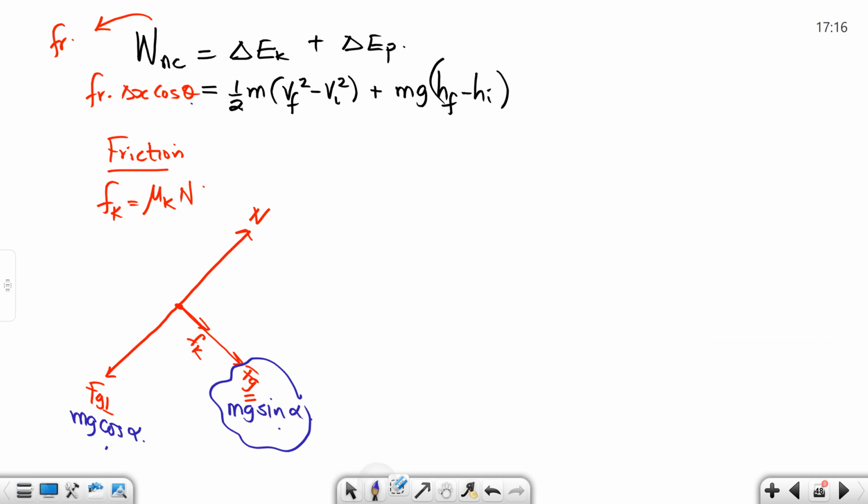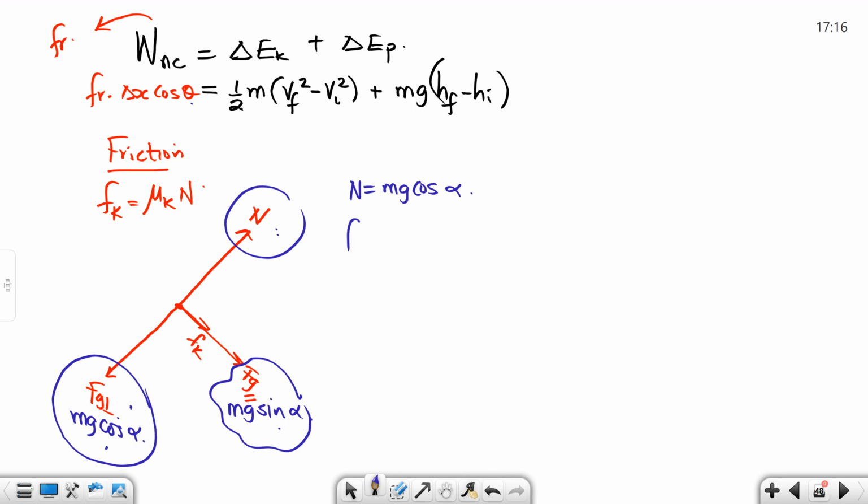Anyway, so what is my normal force, guys? My normal force is what? mg cos alpha. Why? Vertical forces will be what? At equilibrium. So I know my normal force. So what is frictional force now? It is mu k from the formula. But what is normal? mg cos alpha.